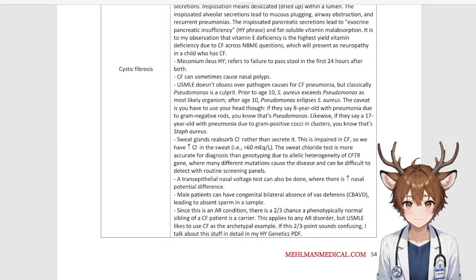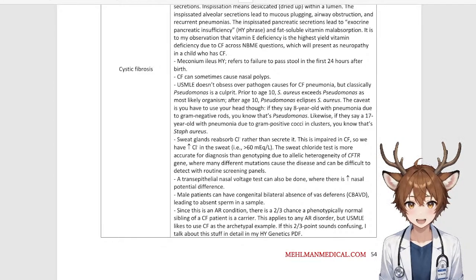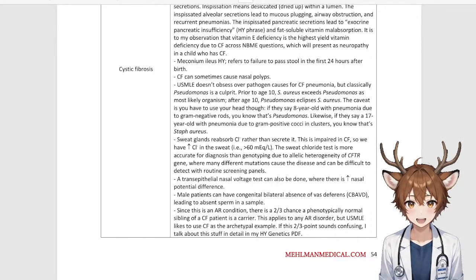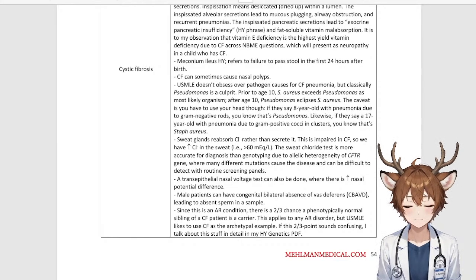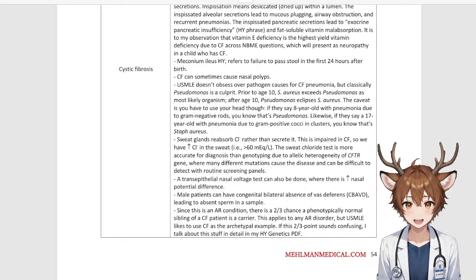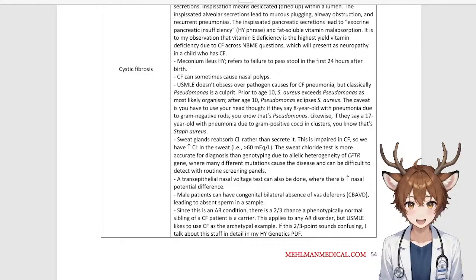Sweat glands reabsorb chloride rather than secrete it. This is impaired in CF. So we have an increase in chloride in the sweat, that is to say, an increase greater than 60 milliequivalents per liter. The sweat chloride test is more accurate for diagnosis than genotyping due to the allelic heterogeneity of the CFTR gene.